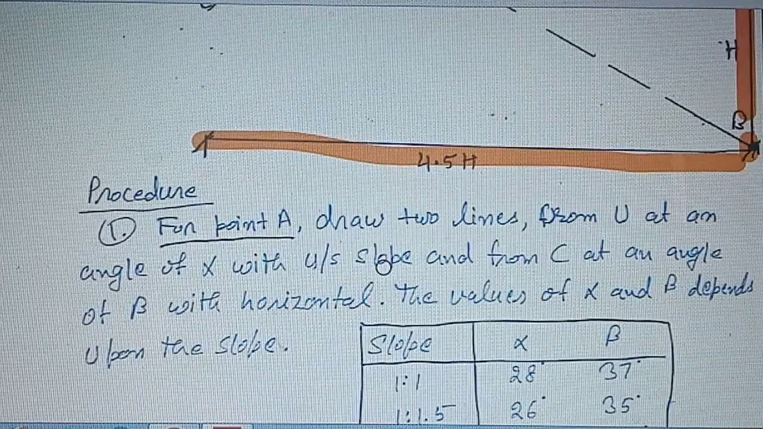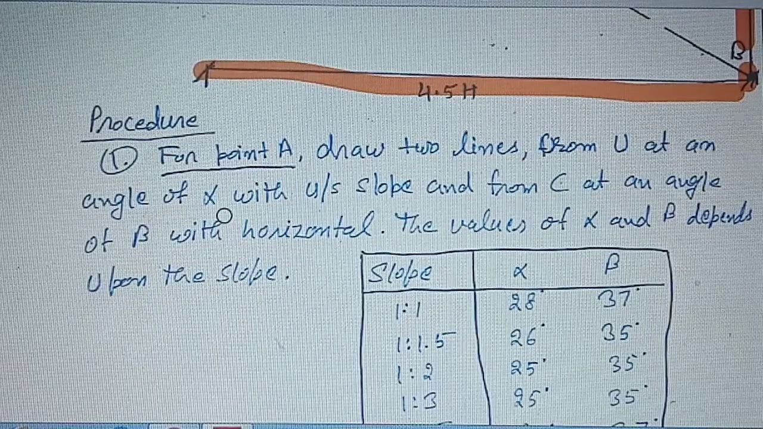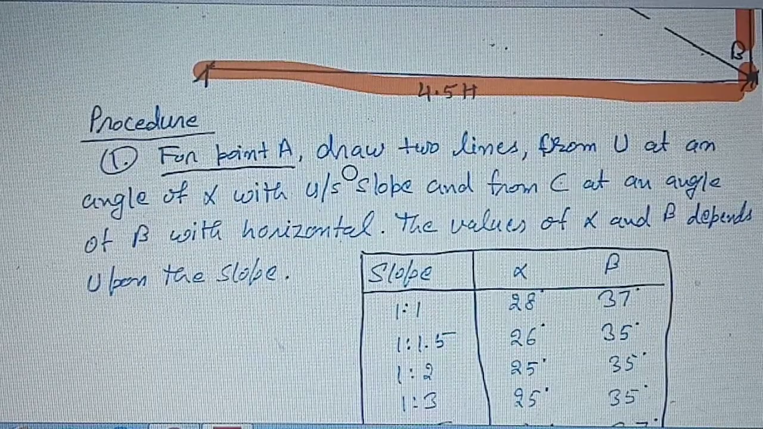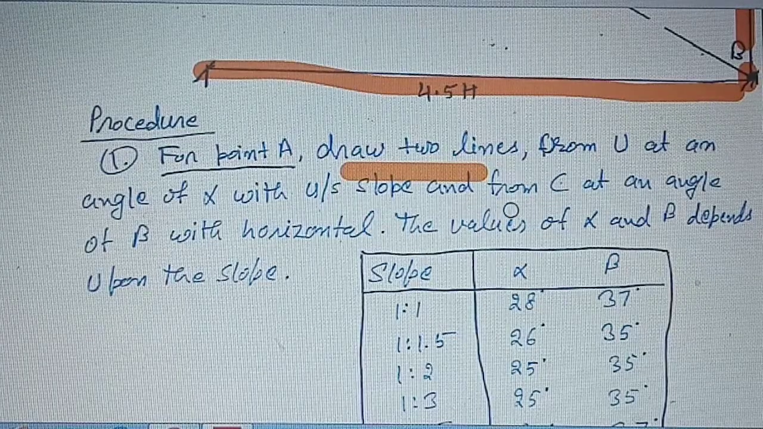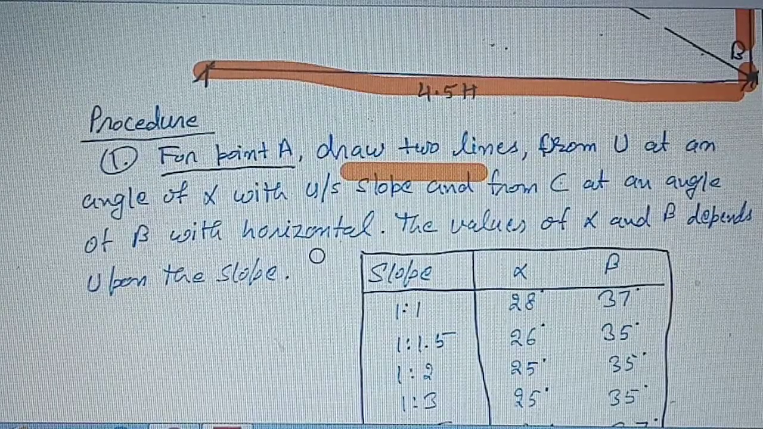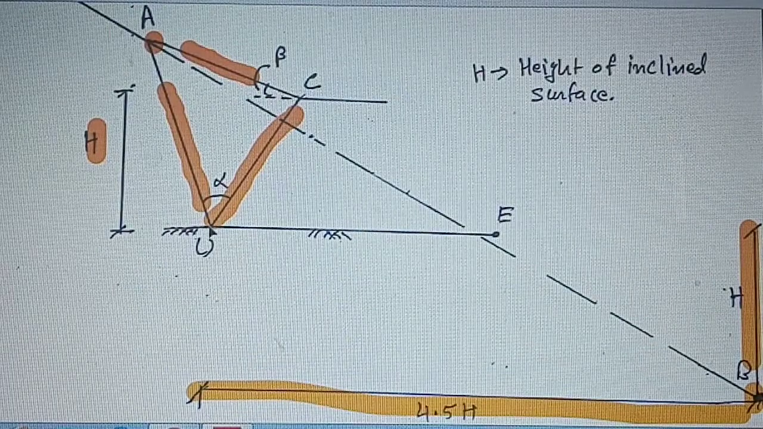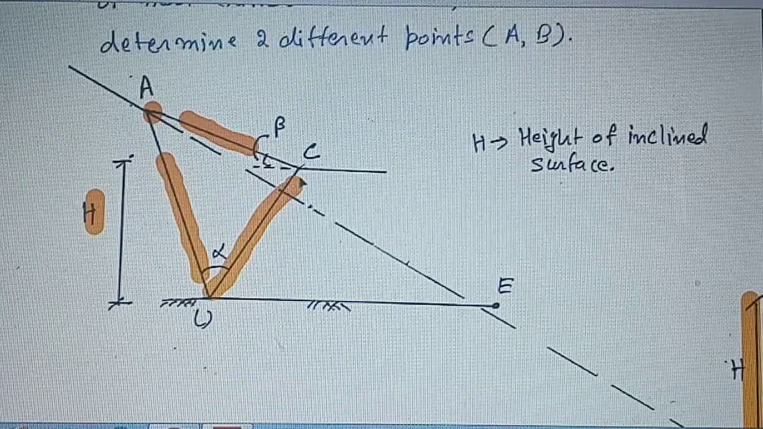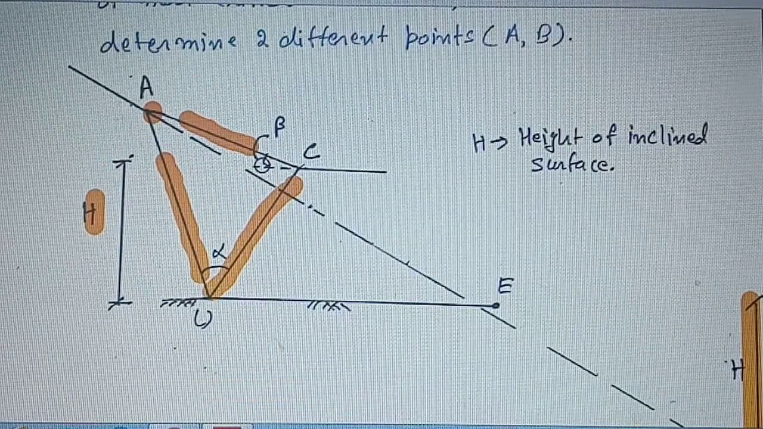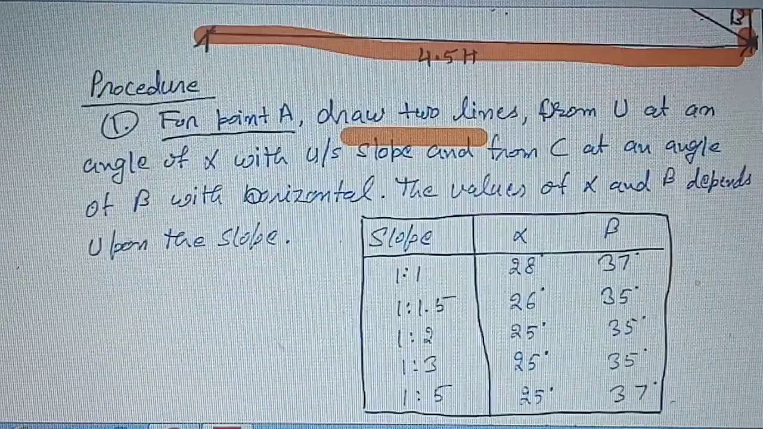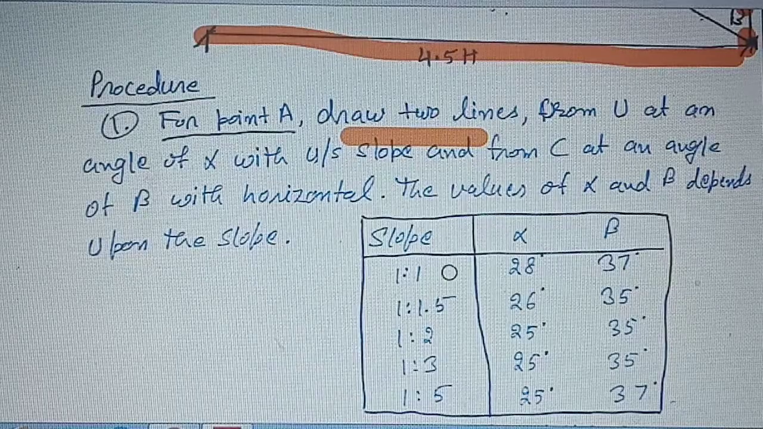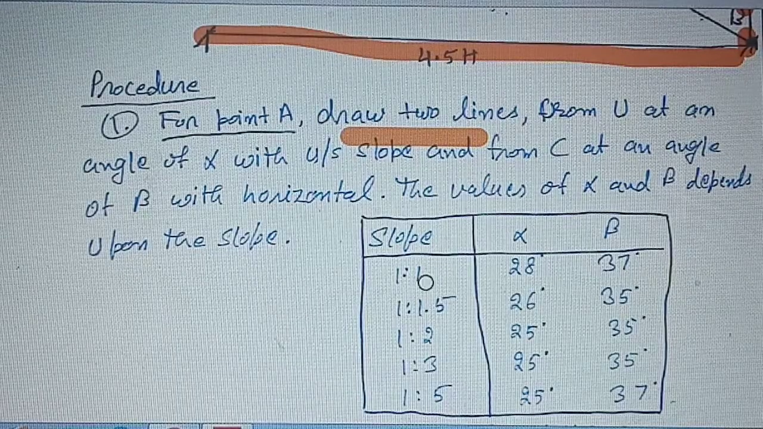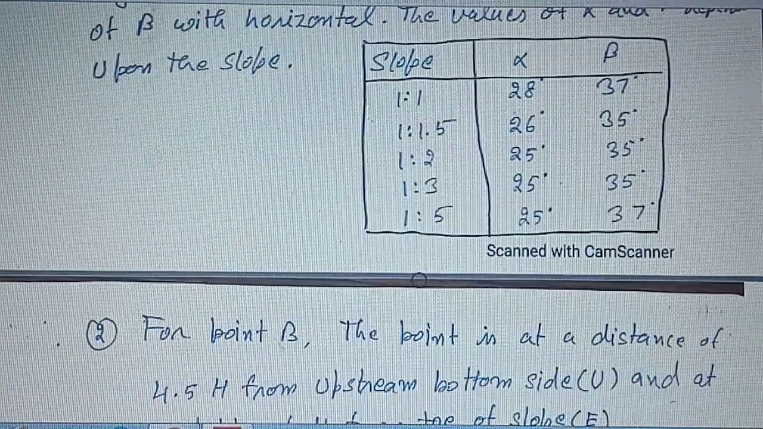So the procedure is, first of all, locate point A. For this, draw two lines from U at an angle of alpha with upstream and from C at an angle of beta with the horizontal, as shown in this figure. The values of alpha and beta depend upon the slope, and the relation between alpha and beta with respect to slope is given in this table.